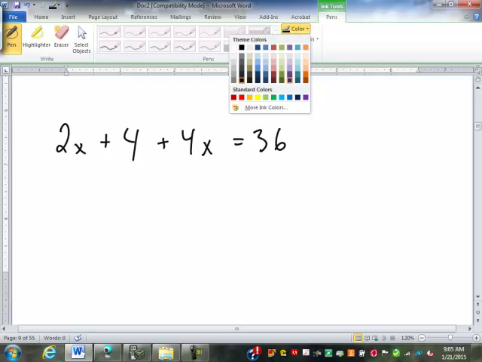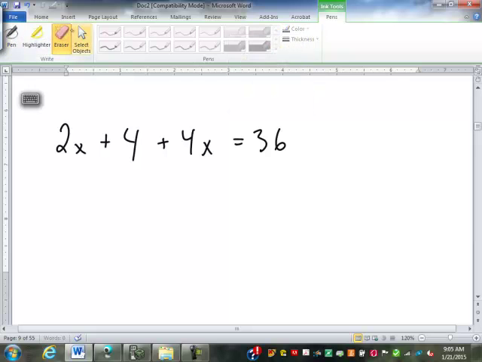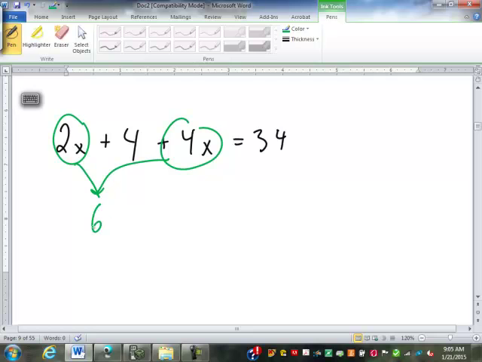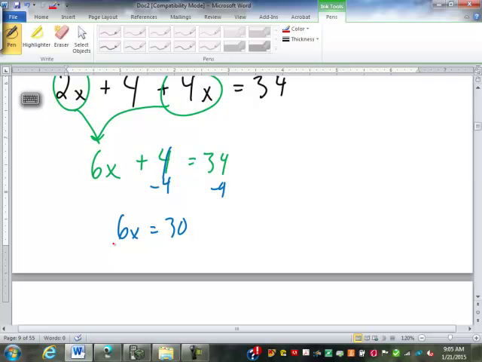So looking at this one, oops, I did something wrong there. Let me fix that. What do I need to do first? I can combine them. The 2x and the 4x are on the same side, so I can just combine them to get 6x plus 4 equals 34. Now what do we do? Subtract 4. 6x equals 30. And then divide by 6. X equals 5.